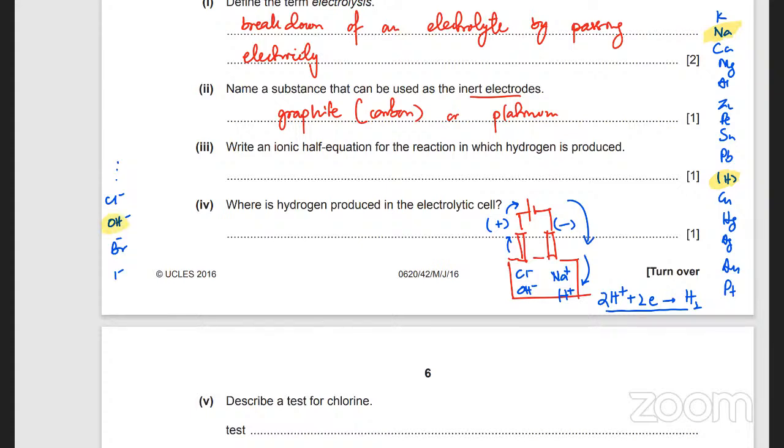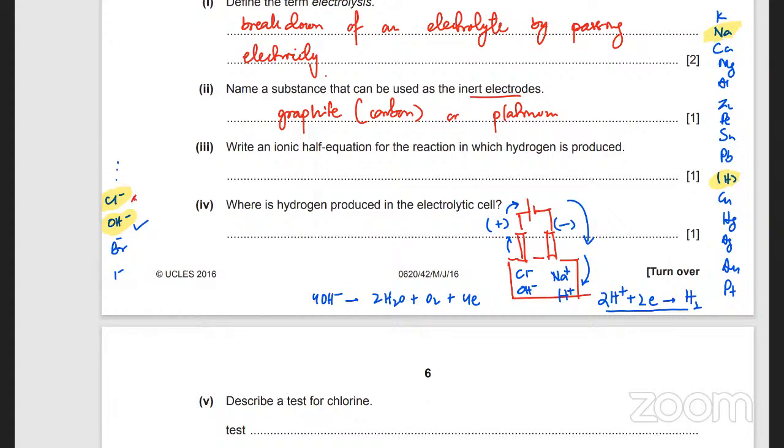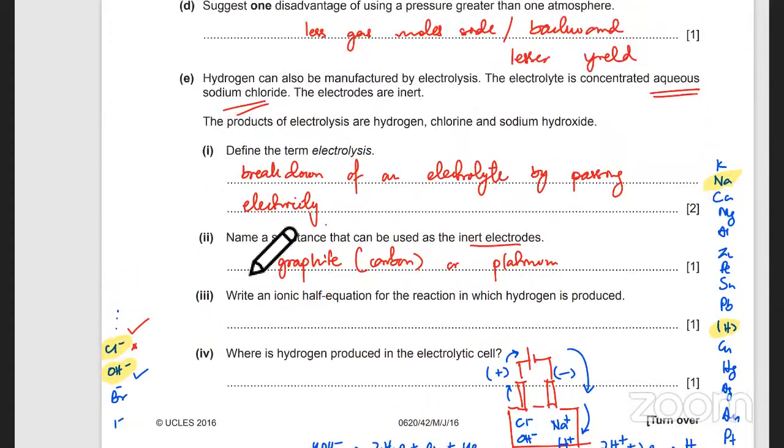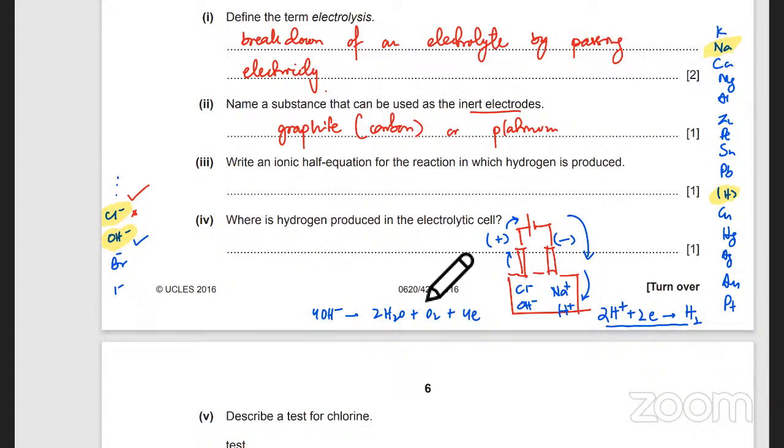Who's going to lose electrons, OH or Cl? If it's dilute then it's always OH. And the equation for OH, you have to remember that equation: 4OH minus 1 lose electrons and form water molecules and an oxygen gas molecule, and they lose 4 electrons. But one thing to remember: if it was concentrated then you always select Cl minus 1. Here he said it's concentrated, so this equation won't apply.